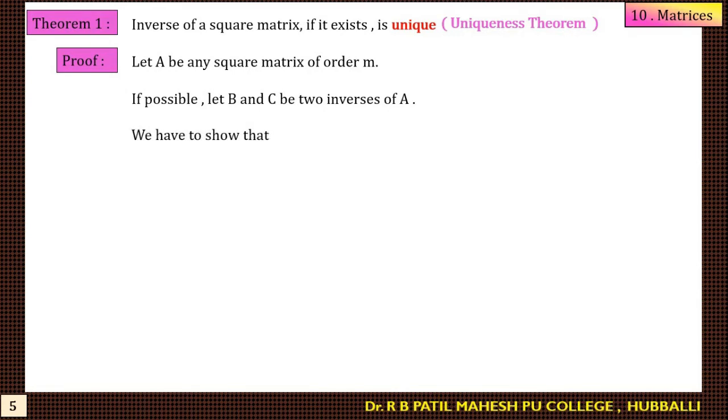Now to prove that the inverse of a square matrix is unique, let me prove that B and C are the same. If I show that B and C are the same matrices, then it implies that there is a unique inverse matrix for the given A matrix.